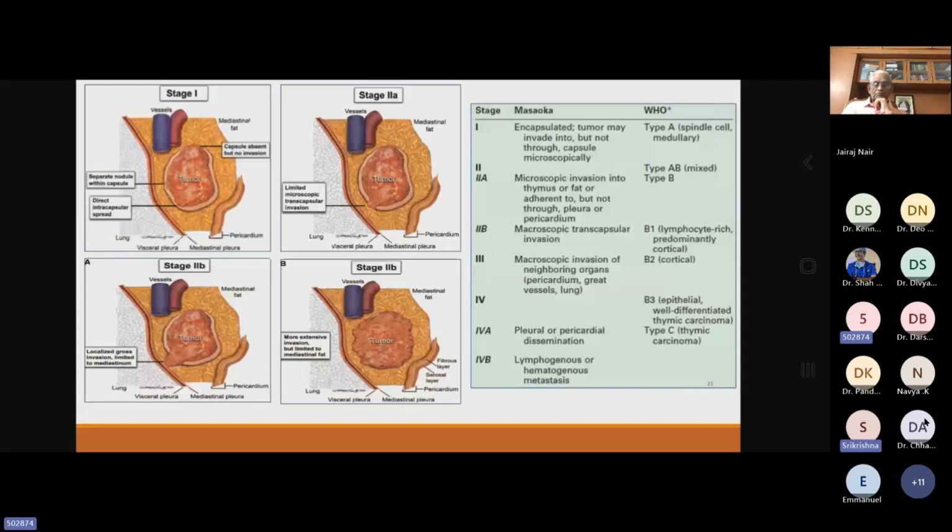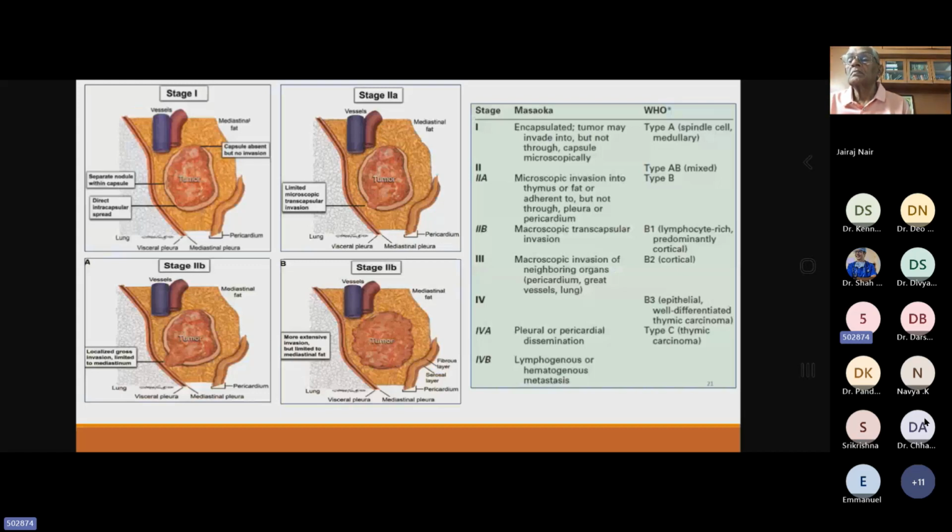Thymoma staging includes the Masaoka and WHO staging. Stage 1 includes the encapsulated tumor without any microscopic invasion. The image showing in stage 1, the separate nodule is there within the capsule, and if any spread is there, direct intracapsular spread. WHO classification has type A, spindle cell or medullary.